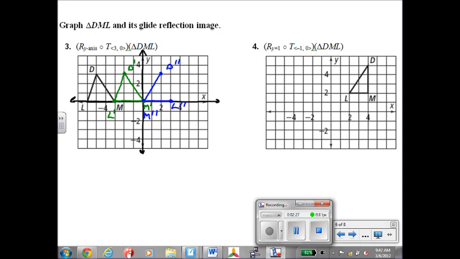And so now we've got our glide reflection. Okay? We translated the image, and then we reflected the image. Glide reflection. Okay? Over here, we're doing the same thing. We're going to translate the triangle DML by -1, which means which direction are we going? Left 1. And then we're going to reflect over y equals 1.